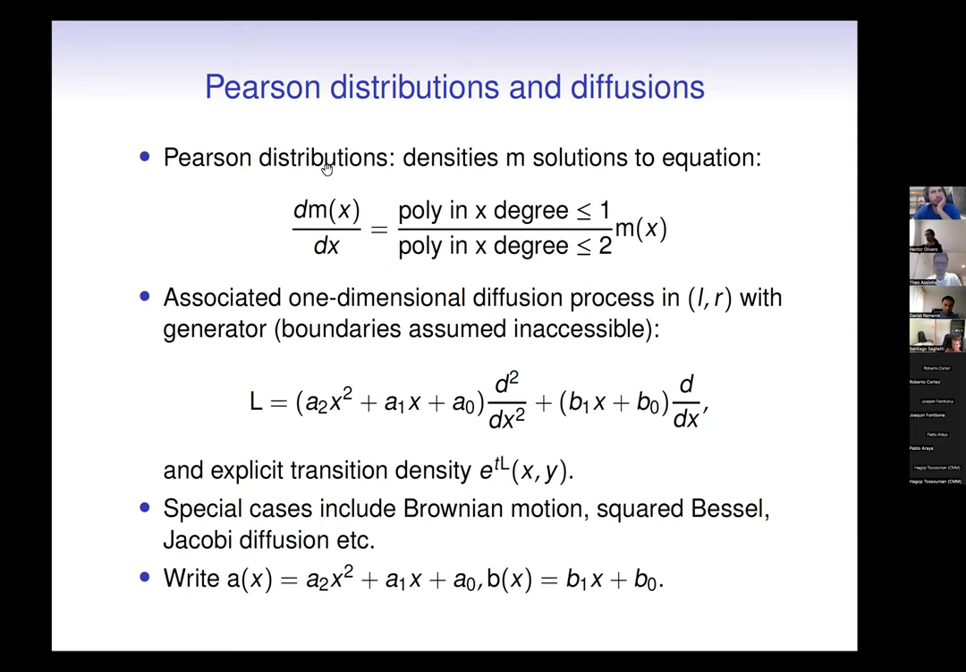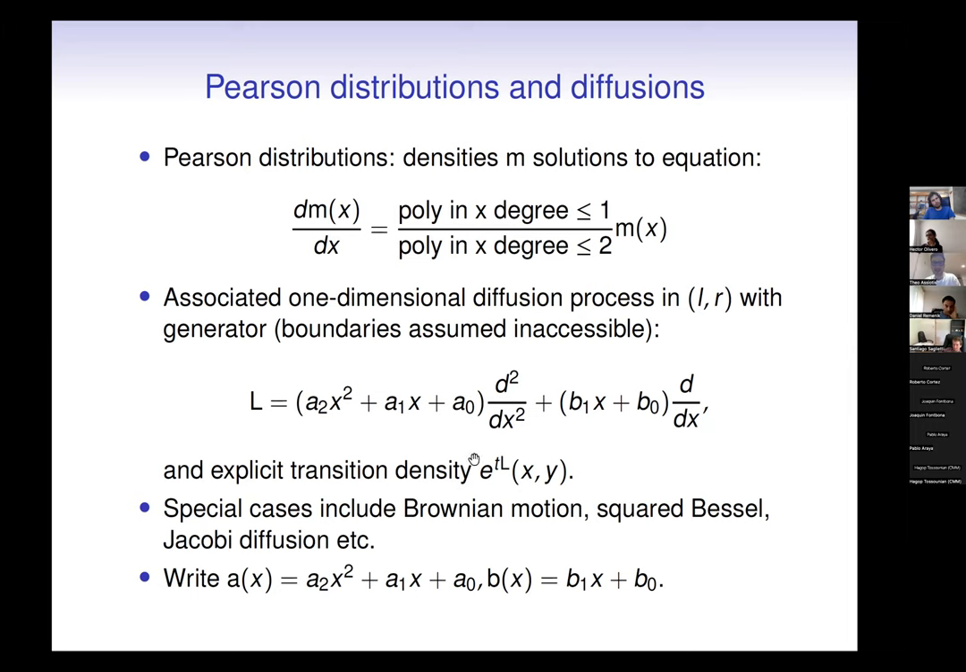And then associated to this thing, you can consider some one-dimensional diffusion, which is given in LR, which has a generator, because basically you can write the generator in this form. And when I say associated to these, I mean it might have this m, the probability measure corresponding to density m, as its unique invariant measure, or it can have that as a fixed time marginal, like Brownian motion and Gaussian, or Ornstein-Uhlenbeck and Gaussian, in which case it is somehow the invariant measure. And then I'm assuming here boundary points are inaccessible, L and R. So if you start in the state space, you never reach L and R. That's a kind of a nice assumption. It excludes some things, but not too many.